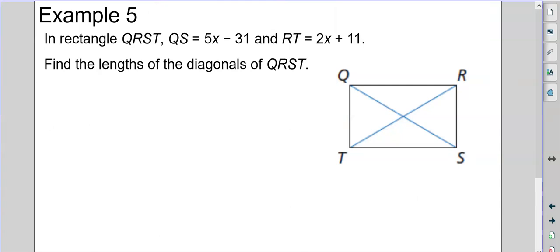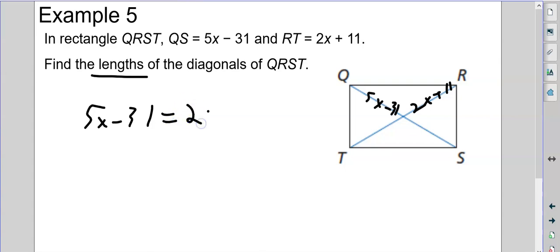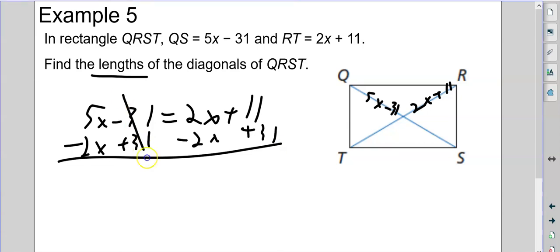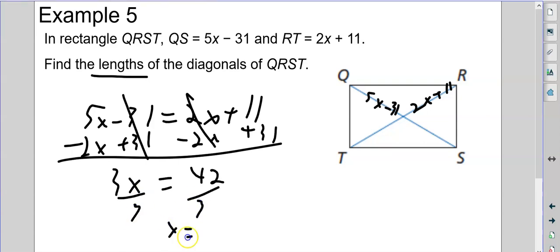In rectangle QRST, QS is 5x minus 31. So that's this diagonal right here, 5x minus 31. And RT is 2x plus 11. Find the lengths of the diagonal. Now notice, in these directions, we're not saying find x. So first off, we know they are equal to each other, so I just set this up. I'm going to keep my x's positive, so I'm going to move this over here. I'm going to add 31. That cancels, that cancels. I end up with 3x, 5 minus 2, equals 42. I'm going to divide by 3, and that gives me x equals 14.